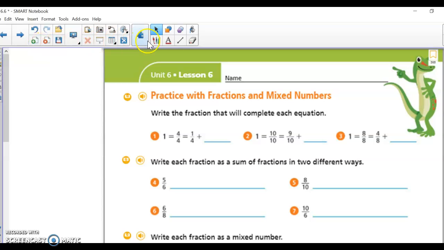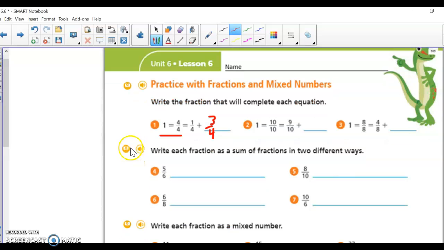And like I said, it's mostly just review, right? And so as you are looking at each type of problem, the first three, you're looking for a fraction that will complete the equation. So we're looking to get to 1 whole, right? So we know 1 whole equals 4 fourths. So with 1/4, you would need to add 3 more fourths in order to get to 1 whole.